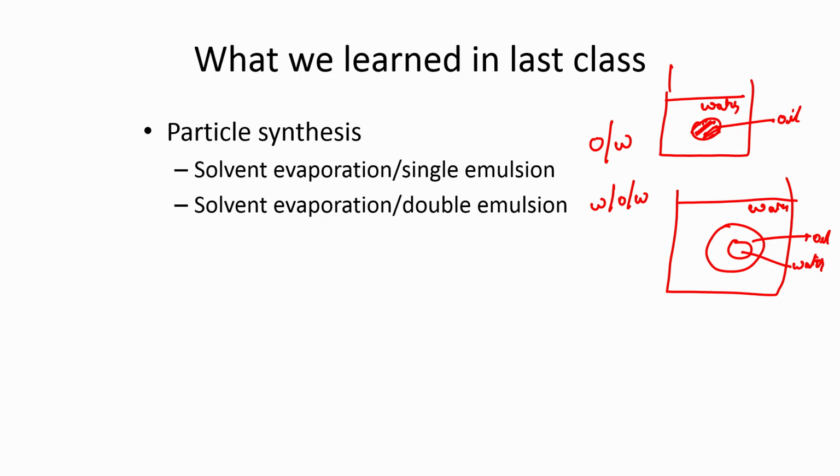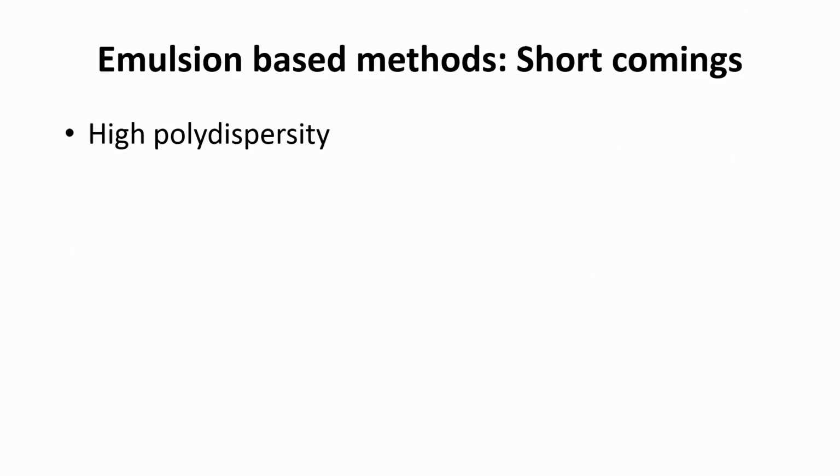We talked about some of the various parameters that are involved in making these particles, what will affect the size, what will affect their porosity and things like that. And so we will continue that discussion on particles in this class. So one thing that I skipped in the last class was the shortcomings of these methods. So just very briefly, first of all, it results in very high polydispersity.